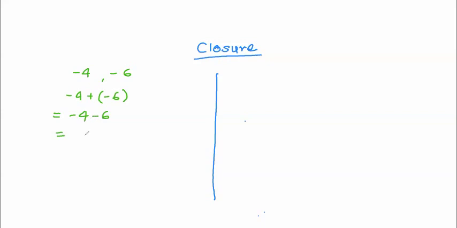So 6 plus 4 is 10, and the answer gets the sign of the bigger number. In this case, it is 6 and the sign is minus. So the answer is -10. If you observe here, -4, -6, -10, all the three numbers are integers. Hence, we can say that in this case, the integers are closed under addition.